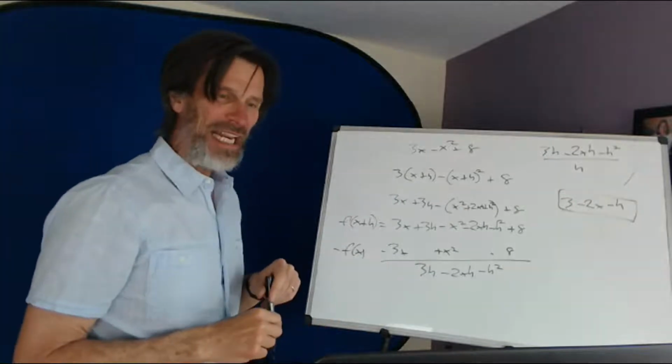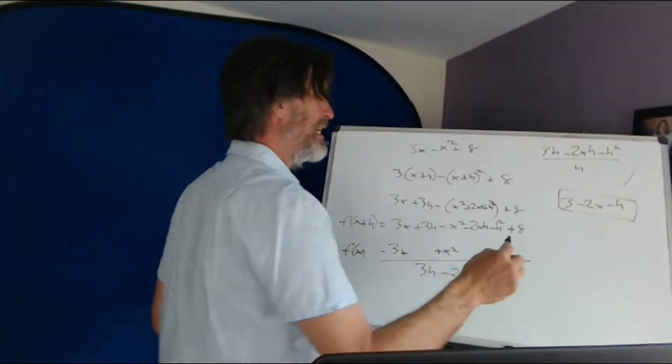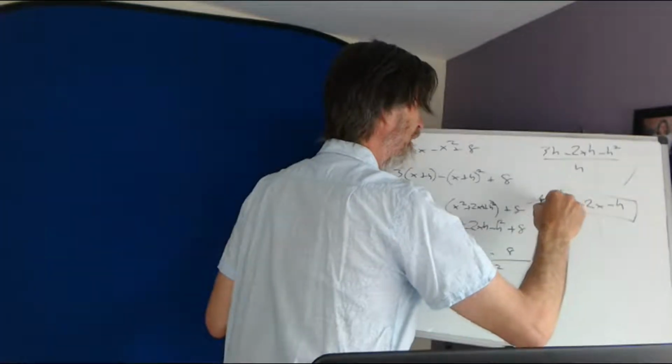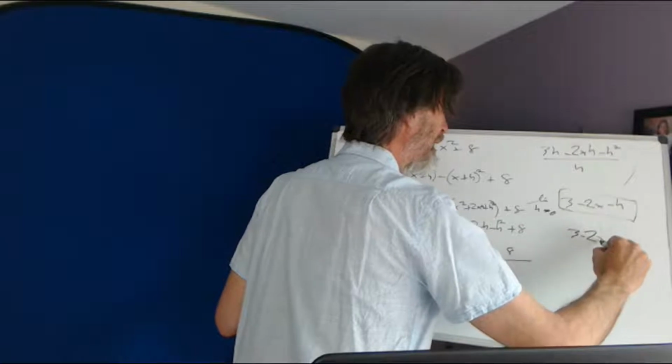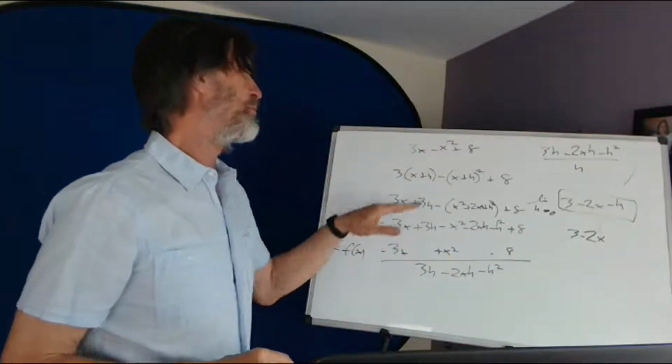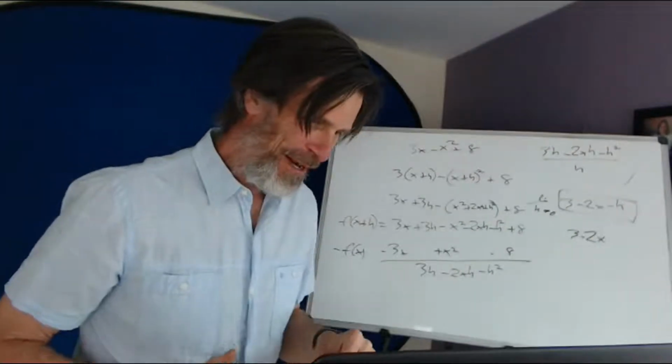There's my answer to 10D. Now on to 11D. On 11D, I take the limit here as h goes to 0, and I'm left with 3 minus 2x, which is the derivative of my original function. Whew, much better.